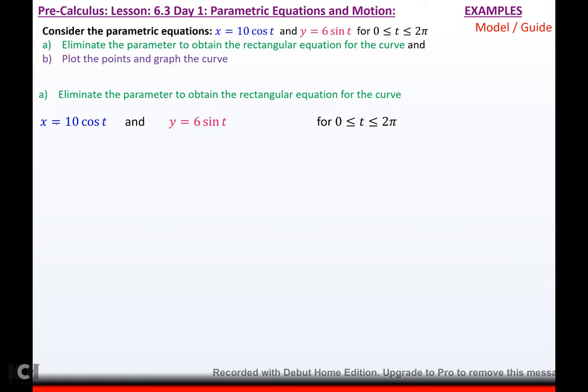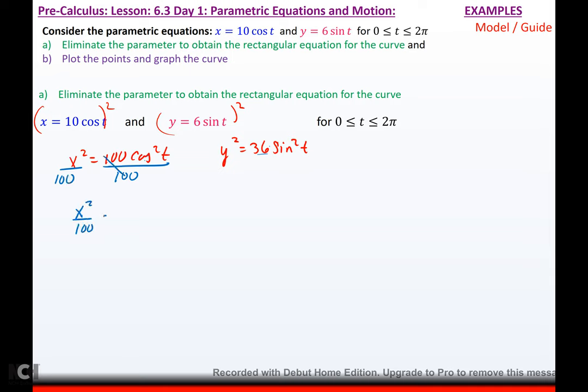My problem is, when I square this, and I square this, that's going to give me x squared equals 100 cosine squared t. And this is going to give me y squared equals 36 sine squared t. If I add them together, oh, I don't want to do that yet. I want to get cosine squared alone because, again, I'm going to run into that problem where they have different things touching them. So if I divide by 100, that gives me x squared over 100 equals cosine squared t. If I divide by 36, I get y squared over 36 equals sine squared t.